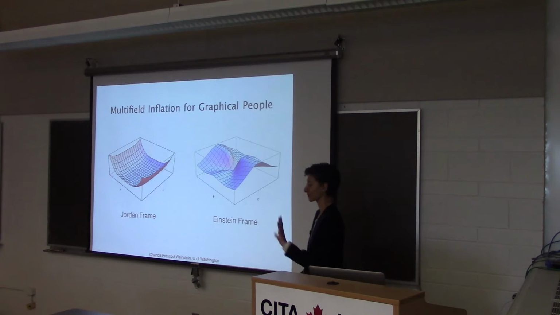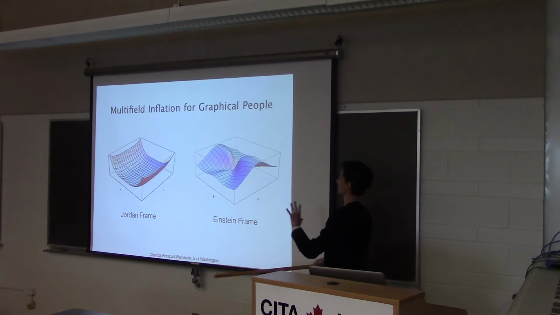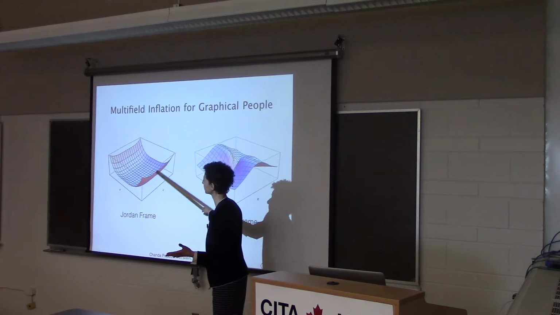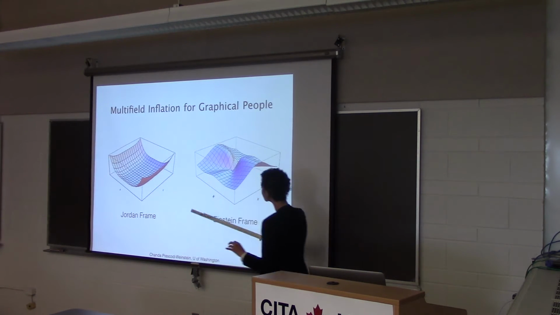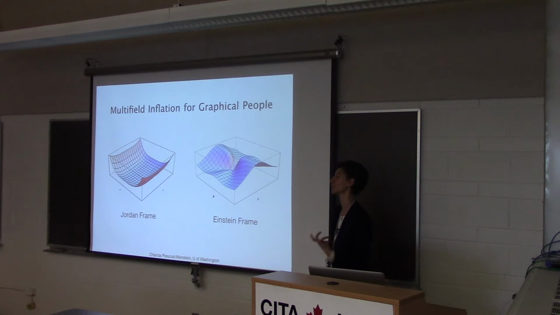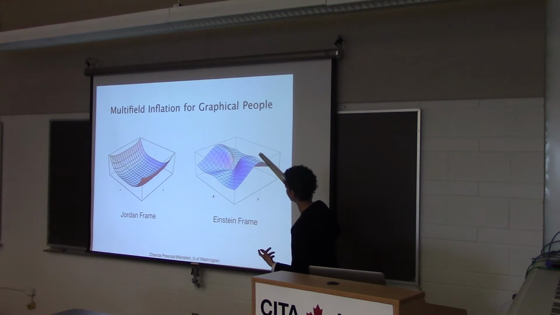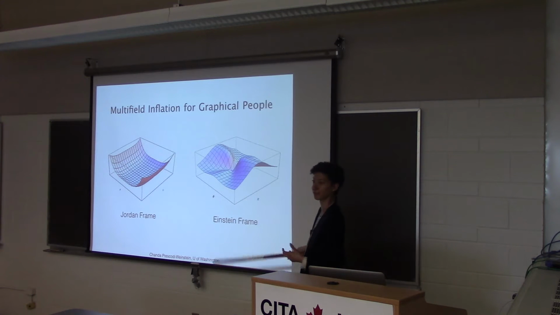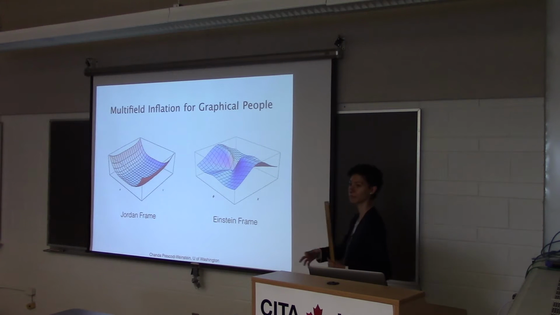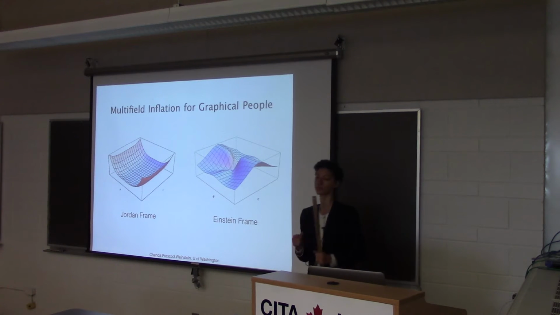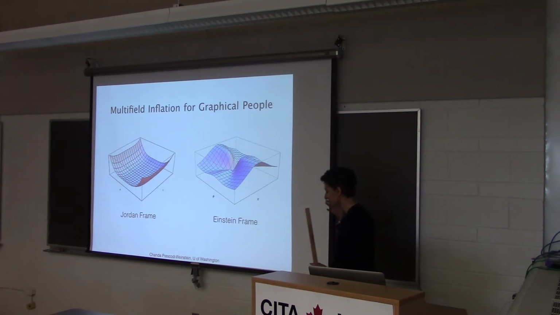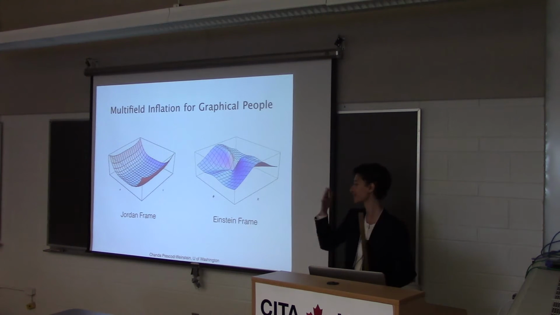Okay, so that was with equations. So put more simply in graphical terms, in the Jordan frame, you can have a potential that looks like this. When you conformally transform to the Einstein frame so that the equations of motion look more familiar, then your potential starts to look like this. And so what you're seeing is actually that the potential is going to be stretched by the presence of this conformal transformation.